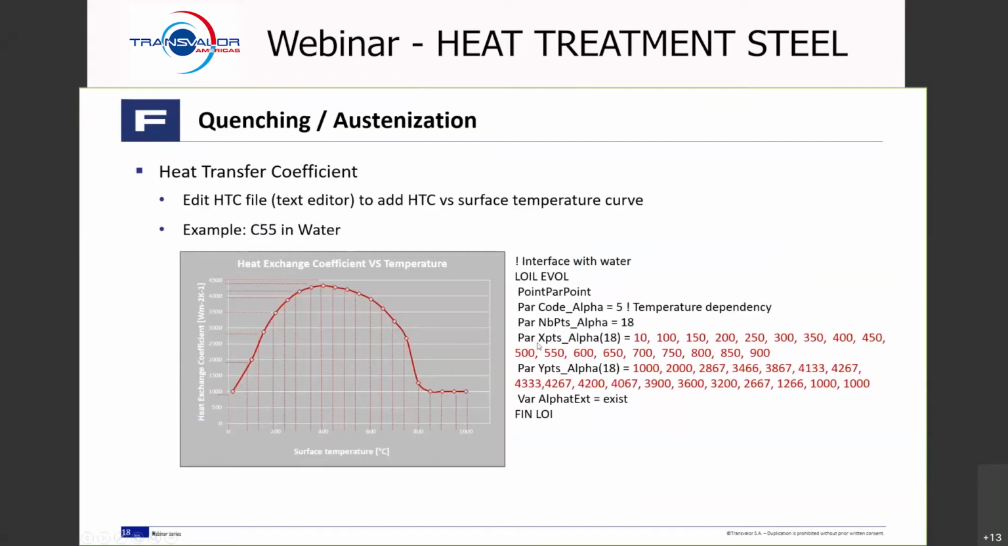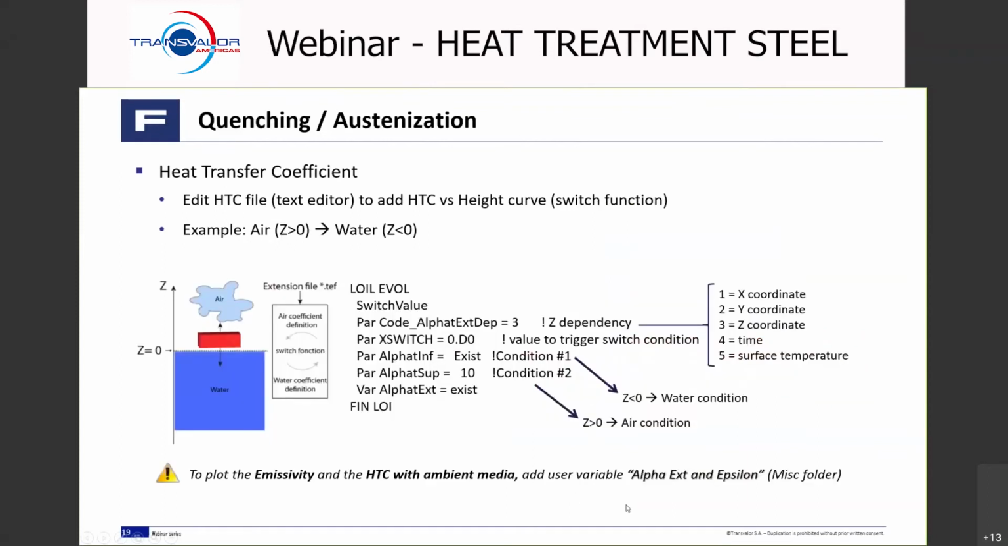If you have problems adding it, please contact us at our support email and we will assist you. But I want to show that it's possible to add HTC dependent on surface temperature. It's actually quite easy, as long as you have the information or the characteristic curve. Another option would be adding an additional block to that file previously shown, where we add an additional condition. In this case, we have a part that is going to be in the water first, and then it's going to be in the air.